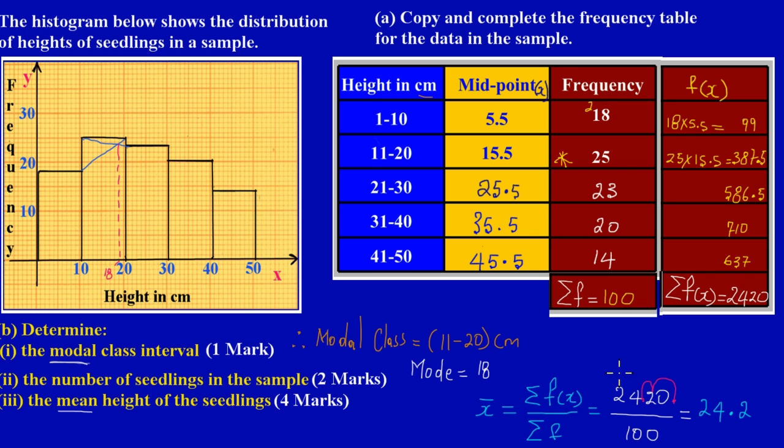So that's our mean. So our mean average height of the seedlings is 24.2. All right, now that's basically it.